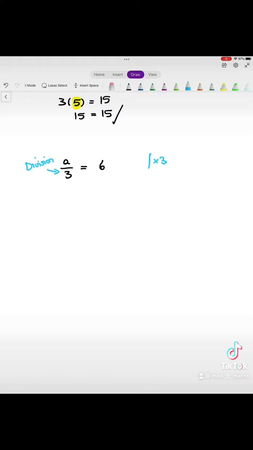a divided by 3 is equal to 6. This time we have that divided by 3, that's kind of in the way. So this is a division, and in order to reverse a division, we need to multiply both sides by this value of the denominator. So if we multiply both sides by 3, we are cancelling out the 3's, which leaves us with a on the left side, and on the right hand side we have 6 times 3, which is 18. So a is 18 would actually give us the solution.